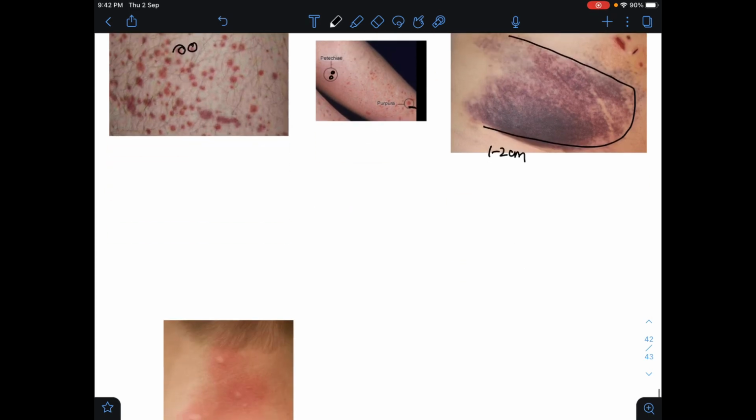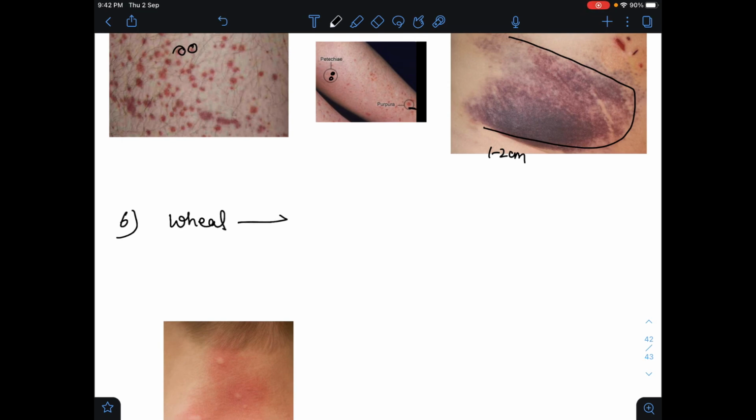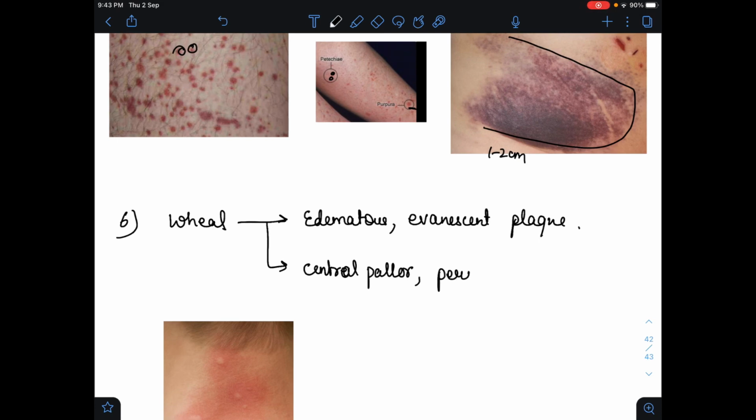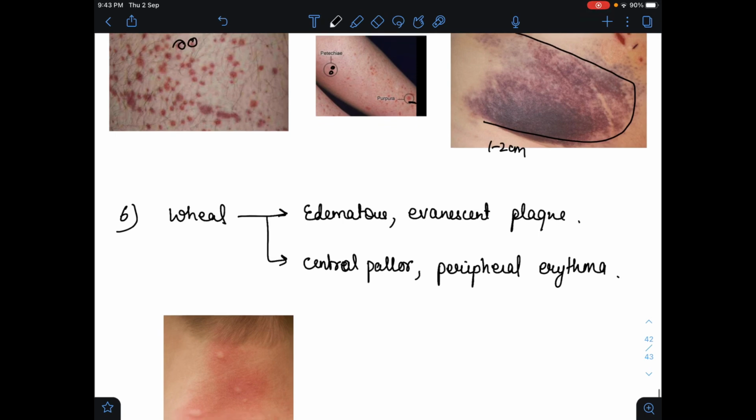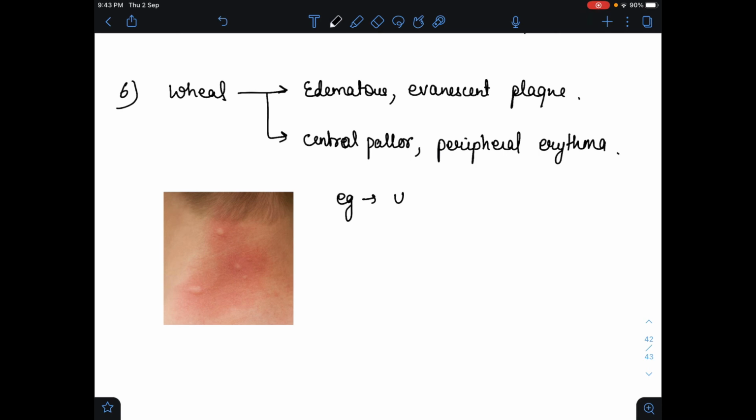Now the sixth type of primary lesion is the wheal. The wheal is an edematous area, meaning edema is present, and it is an evanescent plaque. How do we identify a wheal? In the wheal, the center is pallor, and the periphery is erythema. The periphery is reddish in color, while the center is pale in color. And the example of wheal is urticaria.